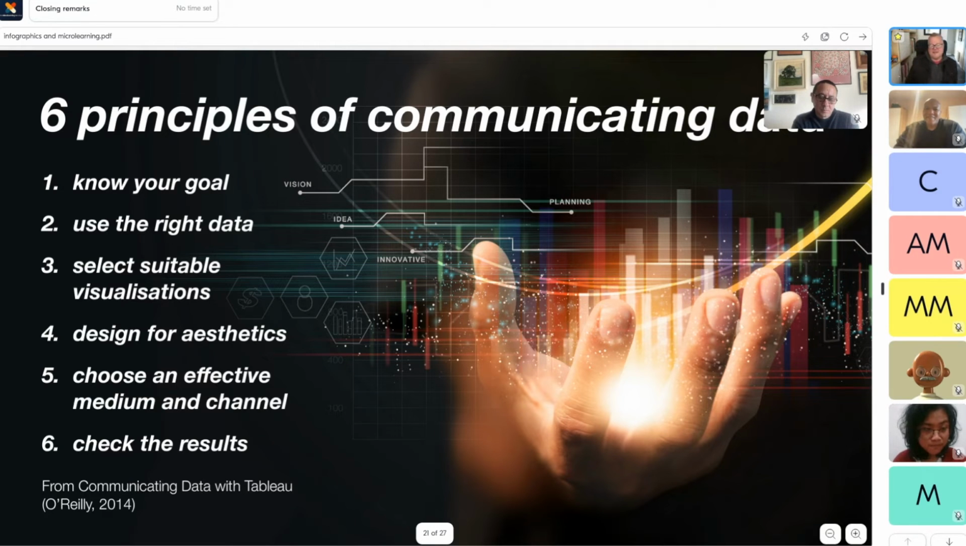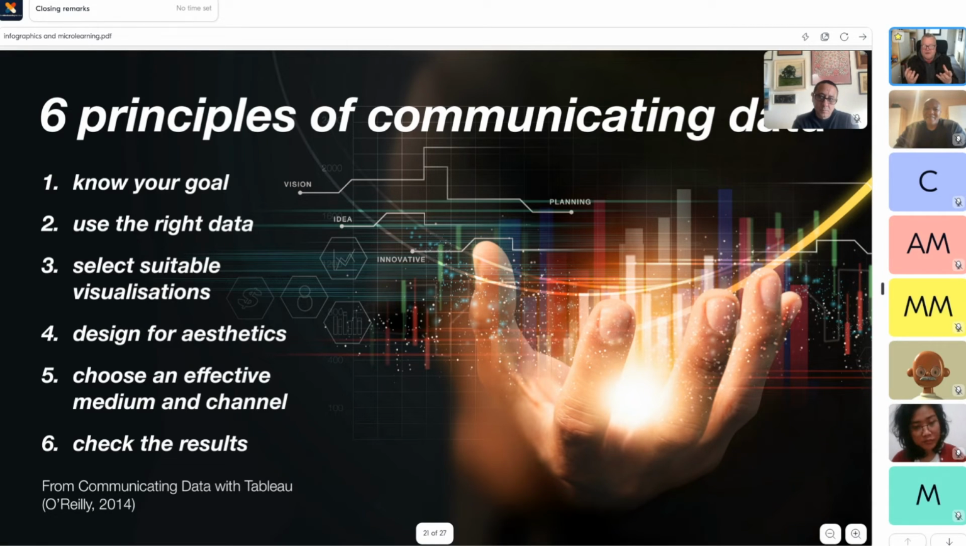And the last thing is, I think one of the things that's really useful is check your results. So one of the things I did with my homework exercise, I was sending it to Guy just to have a look at. Can you tell me what you think? And sometimes just asking people to see what they can see is a really good thing. So those are the kind of principles of communicating data that I think help make a really good infographic.